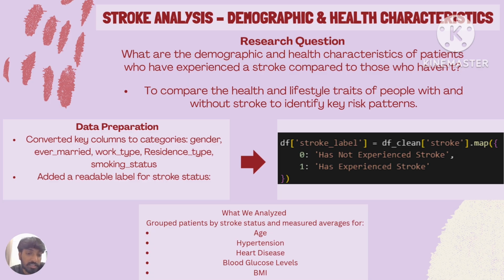For data preparation, we converted key columns to categories, such as gender, ever married, work type, residence type, and smoking status. We also created a readable label for stroke status, where zero means has not experienced stroke and one means has experienced stroke. What we analyzed: we grouped patients by stroke status and measured the average for age, hypertension, heart disease, blood glucose level, and BMI.